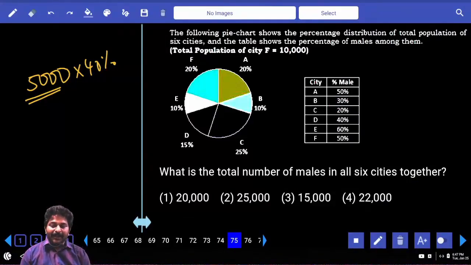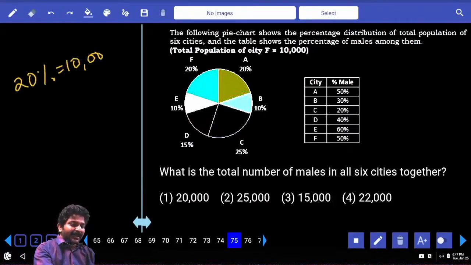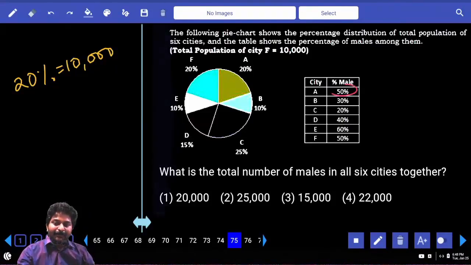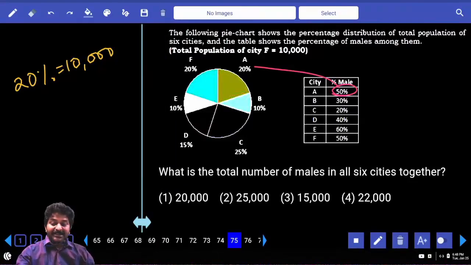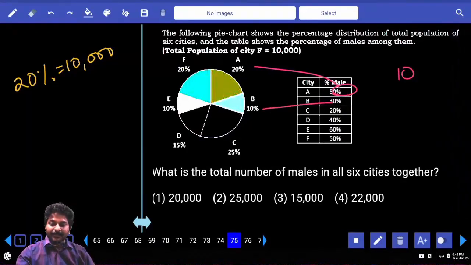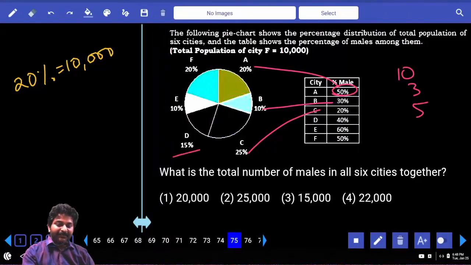What is the total number of male in all 6 cities together? See, using the information, can I conclude 20% is equal to 10,000? Agreed? Right. Now we need to count the male population. In city A, what percent are male? 50% of how much? 10. 50%, half. Next B, 30% of 10. How much? 3. C, 20% of 25. 5. D, 40% of this one.